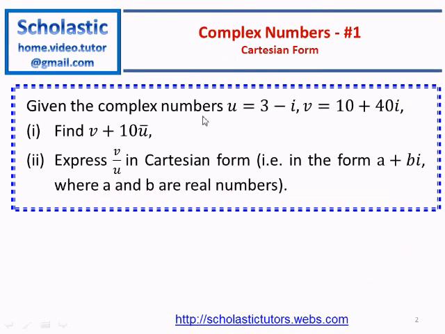Given the complex numbers u equal to 3 minus i, where i is a complex number, and v equal to 10 plus 40i, first part, find v plus 10 u bar, where u bar is the complex conjugate of u. And part 2, express v over u in Cartesian form, that is in the form a plus bi, where a and b are real numbers.